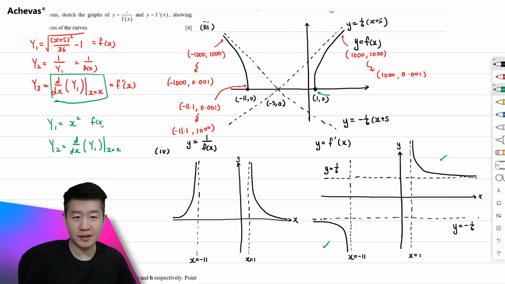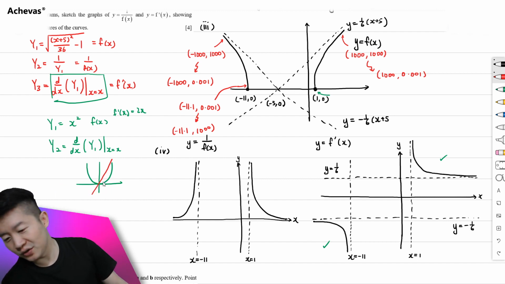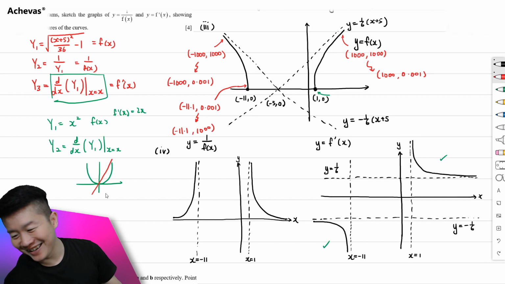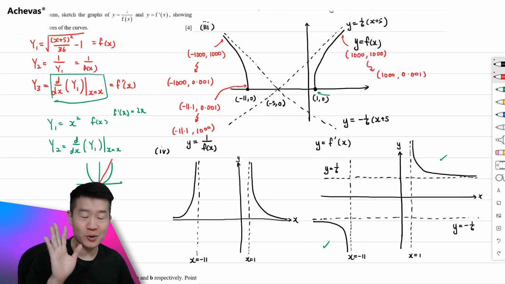Because if this is f(x), I know f prime x is going to be 2x. So you'll be getting a line that is like 2x. So you'll probably get on your calculator something like this. This is the y1 graph. Then the other graph, y2, will probably look something like this. Oh no, I realize my head is covering it. Let me just shift away. Okay, you see, so it is not the x is equal to x. X is equal to x is fine, it's really fine.